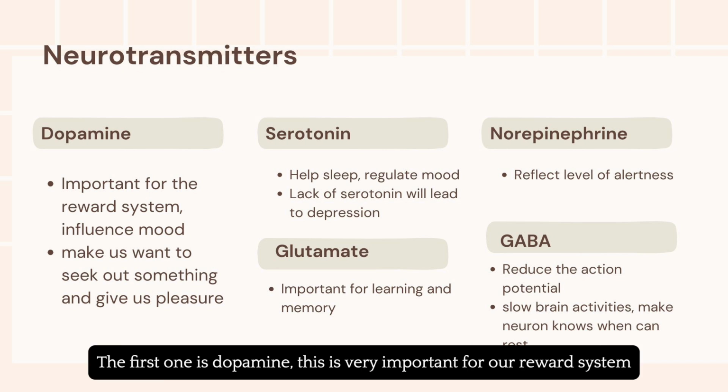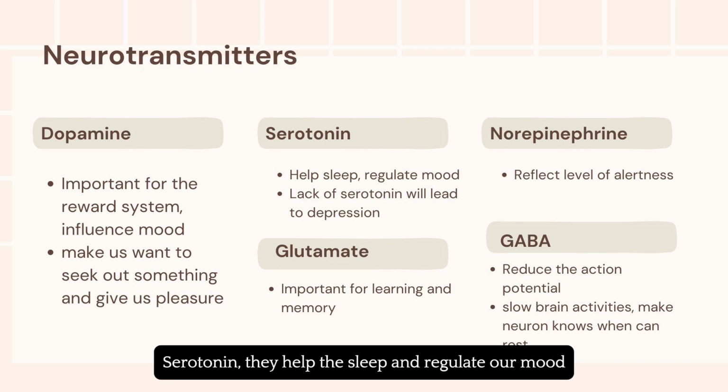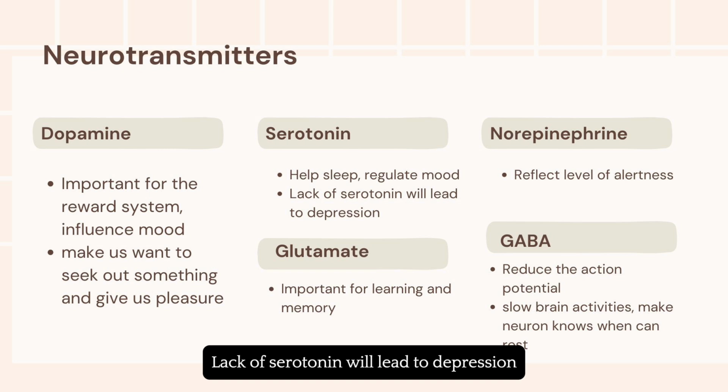The first one is dopamine. This is very important for our reward system and influences our mood. It makes us want to seek out something new and gives us pleasure. Serotonin helps with sleep and regulates our mood, so a lack of serotonin will lead to depression. And glutamate is important for learning and memory.